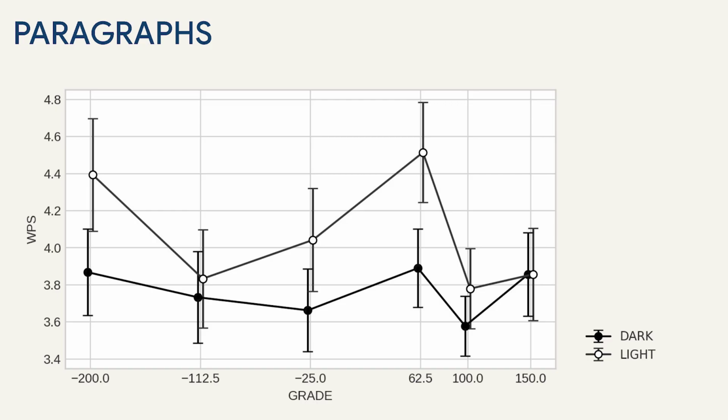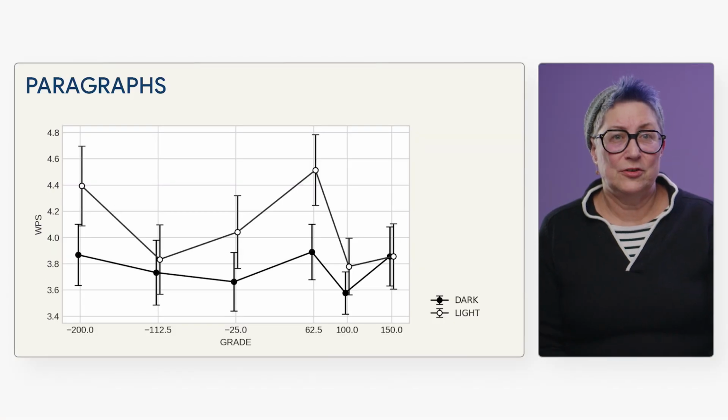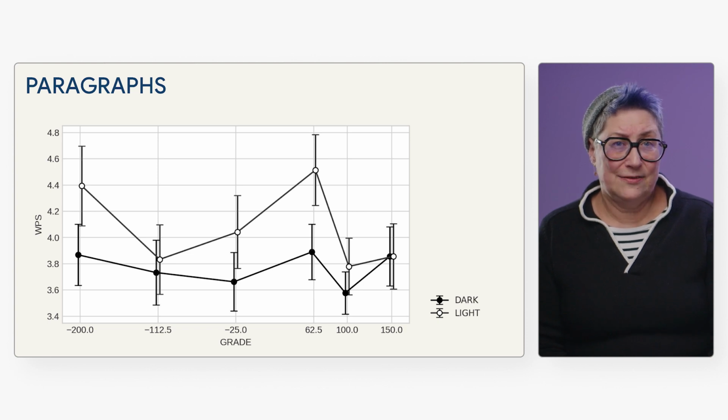What you're seeing in this graph is the fluency in words per second for reading the paragraph and successfully answering the questions. The higher line is reading fluency for the light mode, and the lower line is reading fluency for the dark mode. There is a main effect of mode on reading fluency. We did not detect an effect of grade.